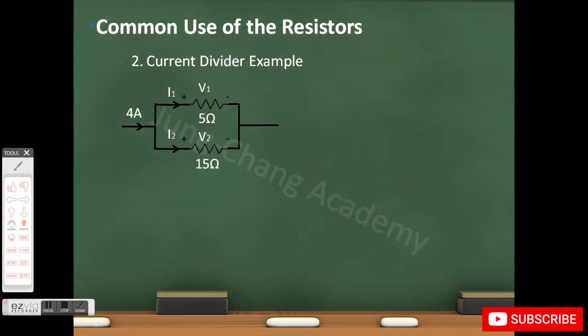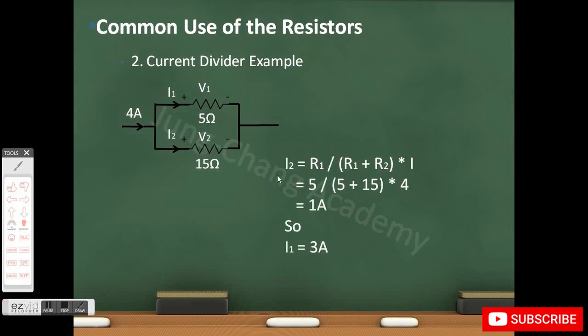So now if we supply a 4A current and we use a 5 ohm resistor in parallel with a 15 ohm resistor, using the equation that we just found, we know that I2 is 1 amp and I1 is 3 amp. In other words, resistors in parallel can be used as a current divider. With the right ratio in resistance, you can control how much current flows in each resistor.